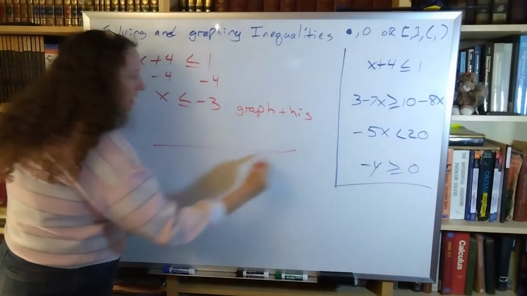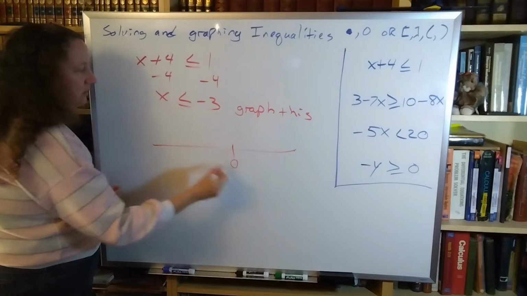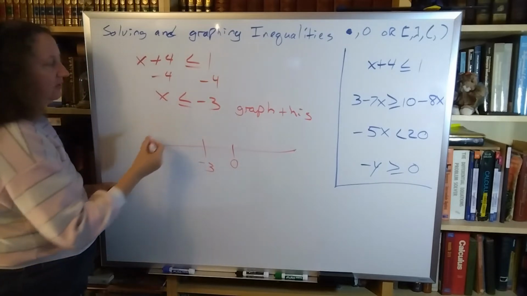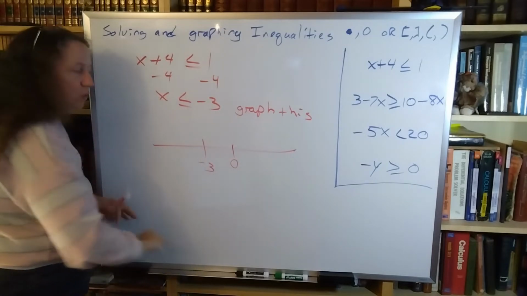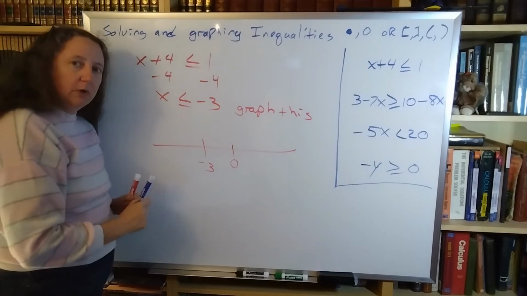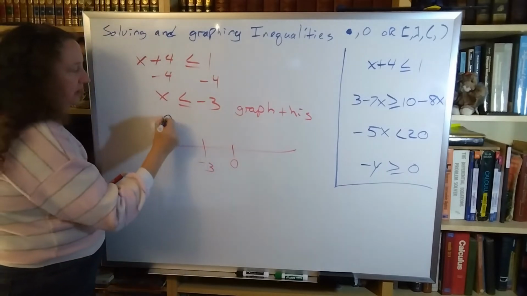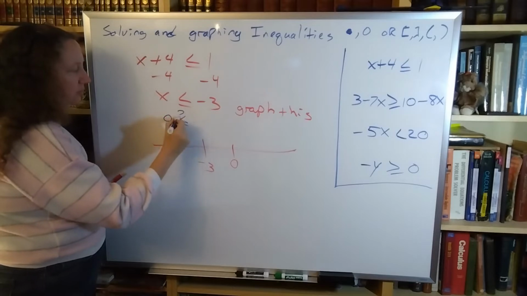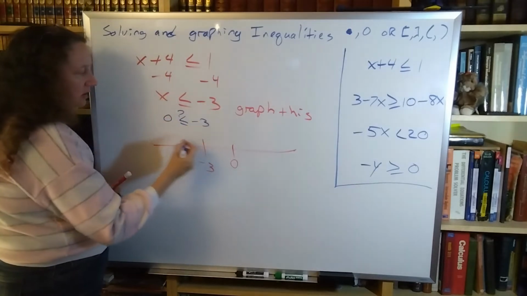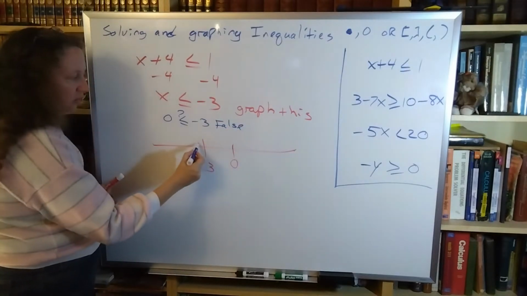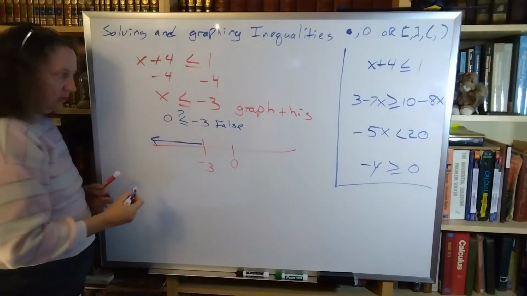So I have my number line. I find my 0. I find my negative 3. X is less than that, so I have to check to see which direction I want to go. Do I want to go left or do I want to go right? So I check. 0 is less than or equal to negative 3. That is false. So I go away from 0.